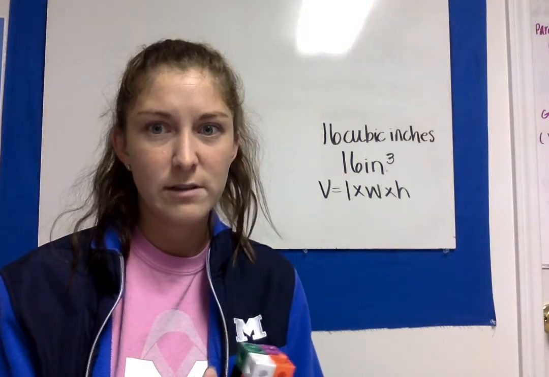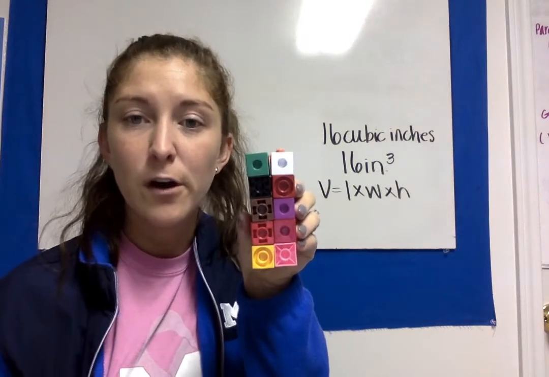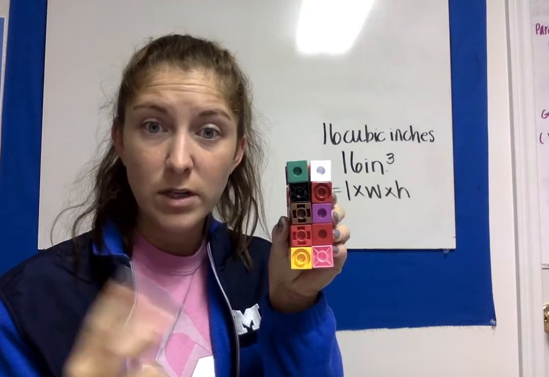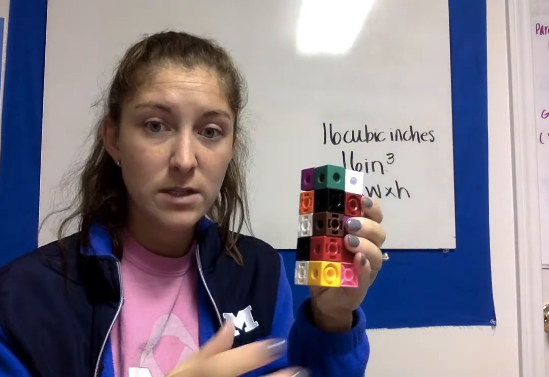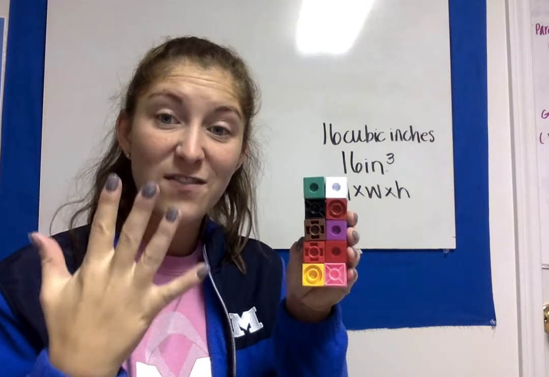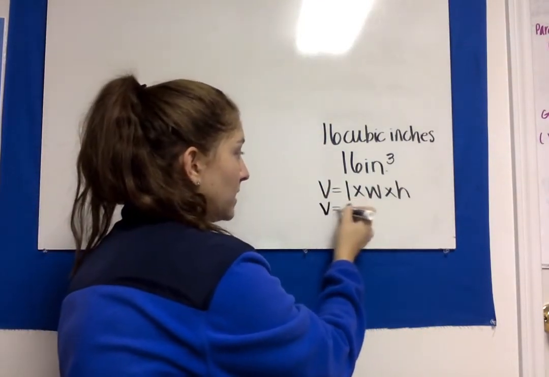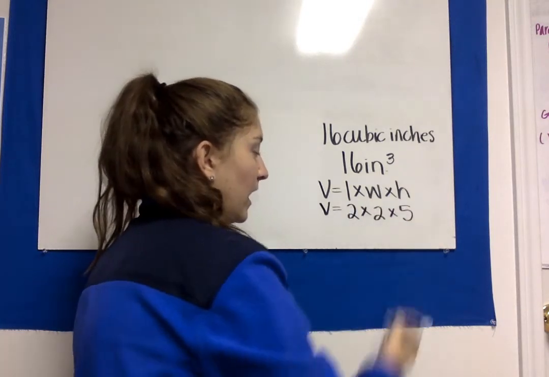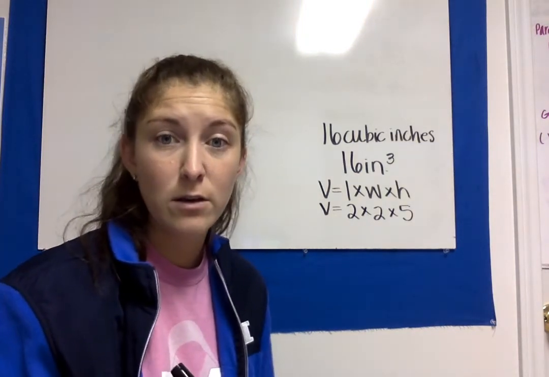This figure may still look the same, but I promise you it's not. If I have this figure here and I'm trying to find the volume, the length of the figure here is 2 units. The width here is also 2 units. And the height, 1, 2, 3, 4, 5, is 5 units. So I can take this and replace my formula down here: 2 times 2 times 5. We can multiply this out in order to find the volume instead of counting the cubes.